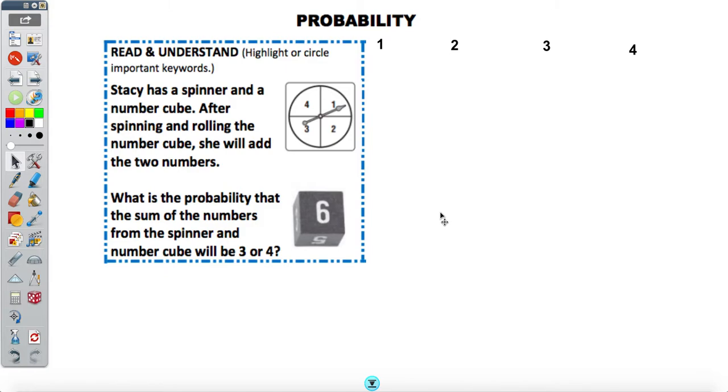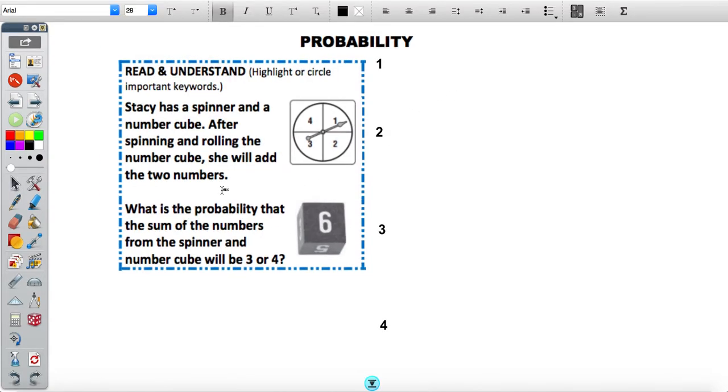Those are my 4 options of my spinner. So sample space is finding out how many options there are total for each one. I'm actually going to do it this way. Now, if Stacy spun a 1, the sample space would also include all the possible outcomes for the number cube as well. So if she spun a 1, she could roll a possible 1 through 6 on the cube.